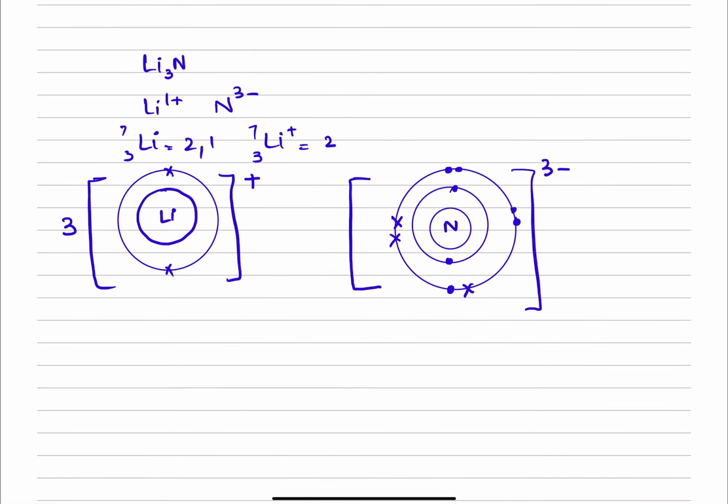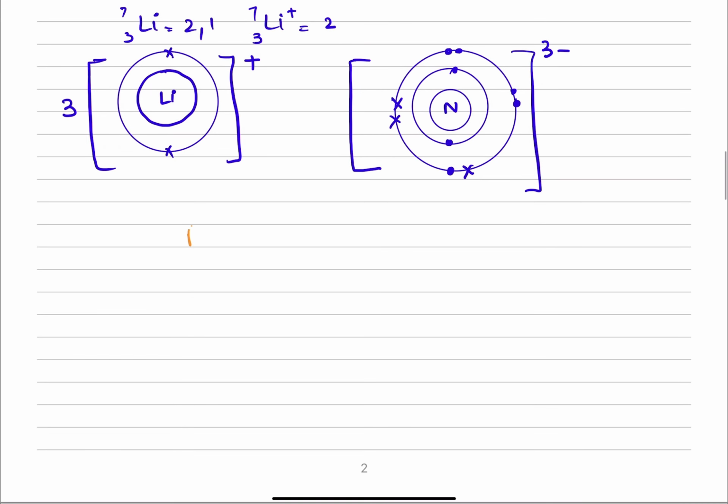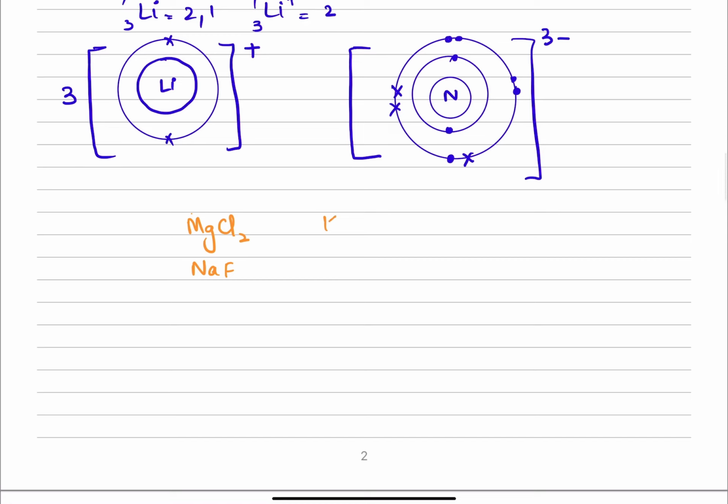You can keep on practicing the dot and cross diagrams of the following compounds. So you can make dot and cross diagrams for magnesium chloride, sodium fluoride, potassium iodide, etc. This is it for today's video. In the next video, we're going to look at the structure and the properties of ionic compounds. Till then, thank you everyone.